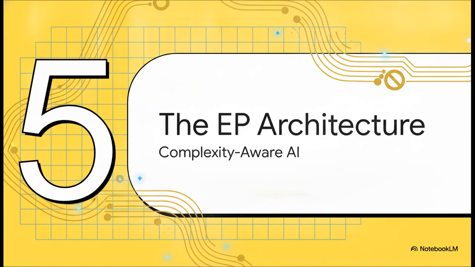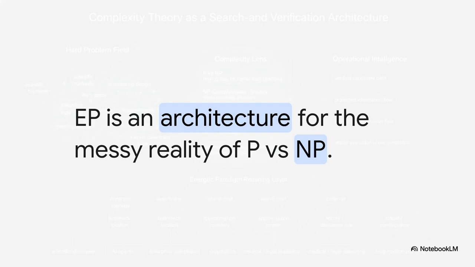And that leads us to our final section, number 5, the energetic paradigm architecture. Now, to be absolutely clear right out of the gate, EP does not claim to mathematically solve P versus NP. No one has done that. Let's get that out of the way. Instead, what it does is provide a highly practical control architecture for when brute force fails, when discovery is incredibly expensive, and when execution has to remain completely stable under real-world constraints.